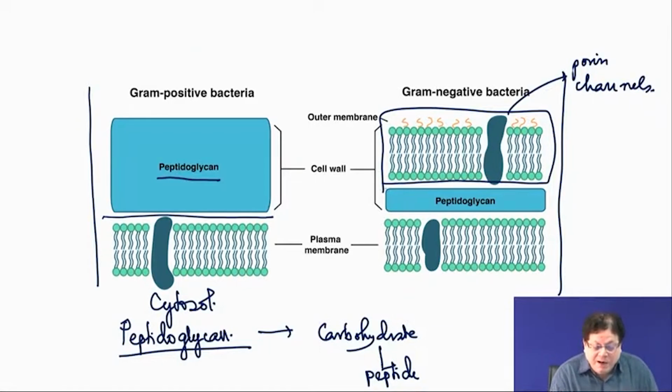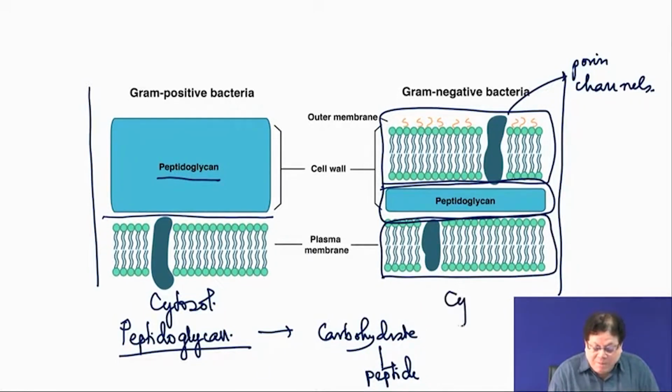Okay. Then there is a much thinner peptidoglycan. That was earlier for the gram positive, it is outside. Then a little bit inner, that means this is protected by a lipid bilayer membrane, and then you have another membrane, an inner membrane, and then the cytosol.